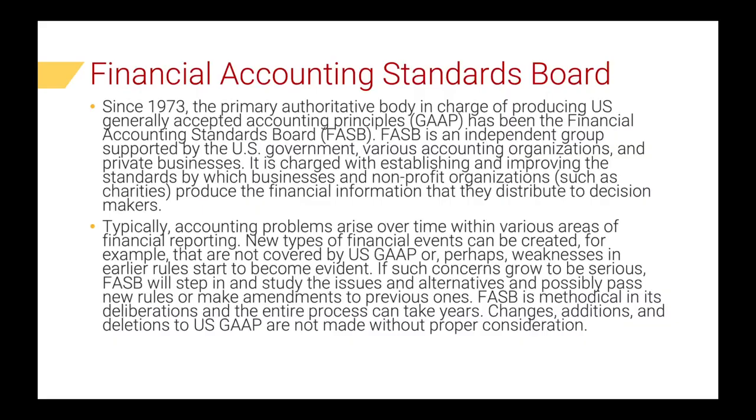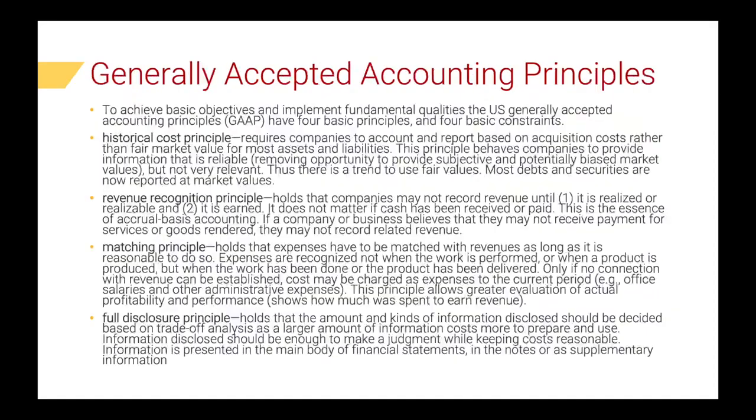FASB is methodical in its deliberations, and the entire process can take years. Changes, additions, and deletions to GAAP are not made without proper consideration. To achieve basic objectives and implement fundamental qualities, the U.S. generally accepted accounting principles have 4 basic principles and 4 basic constraints.